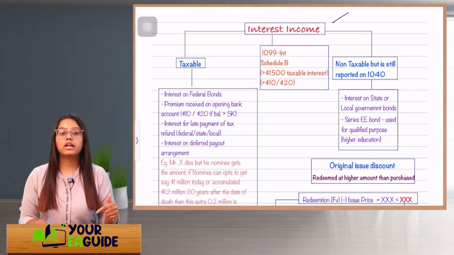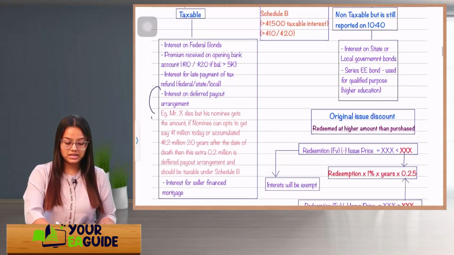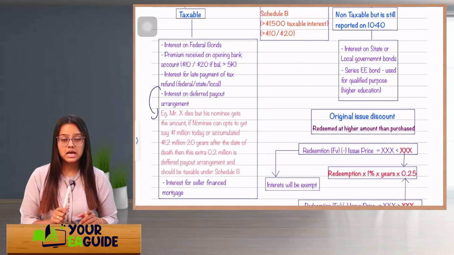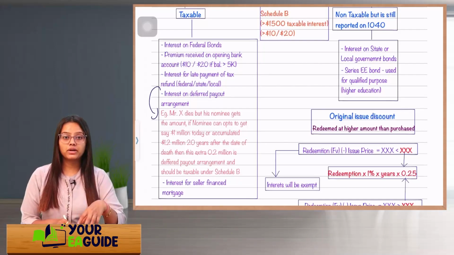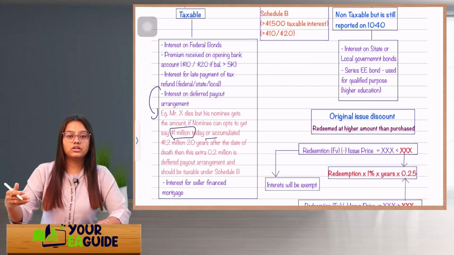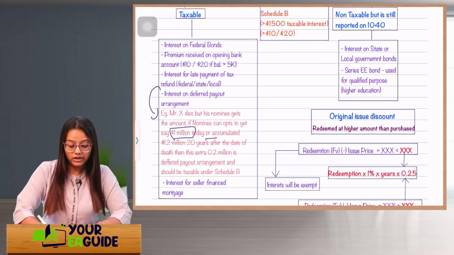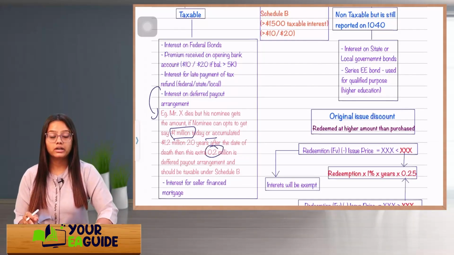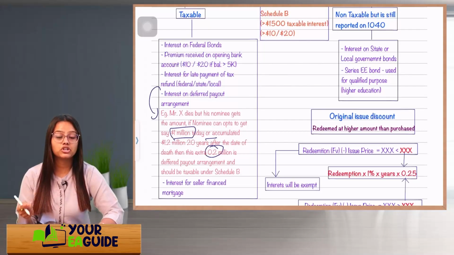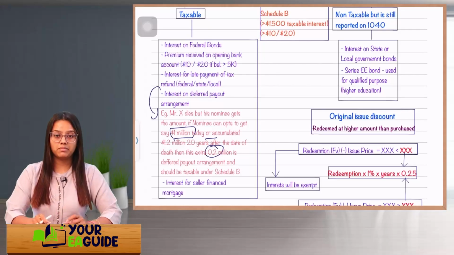Next is interest on deferred payout arrangements. What are deferred payout arrangements? One example: Mr. X dies, but his nominee gets the amount. The nominee can opt to get, let's say, $1 million today, or let it accumulate to $1.2 million over the next 20 years. So whatever extra 0.2 million he gets as a deferred payout arrangement after the date of death should be considered interest income, taxable in Schedule B interest income, right?